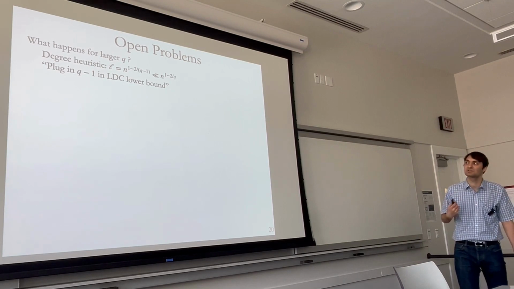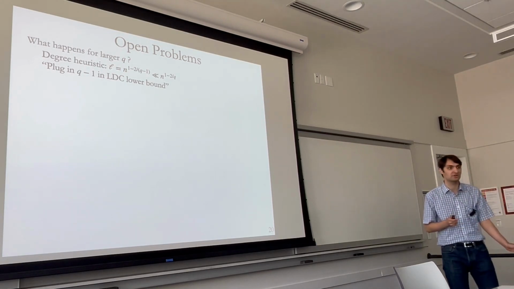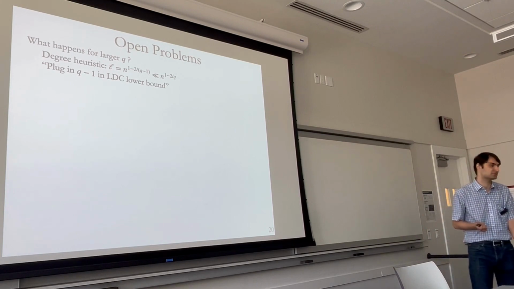So if you're willing to work a little bit, you can probably prove an LDC lower bound that's like n to the 1 minus 2 over q minus 1 for q-query LCCs. It's a little bit better than the LDC lower bounds we have, but it's not really that much better.